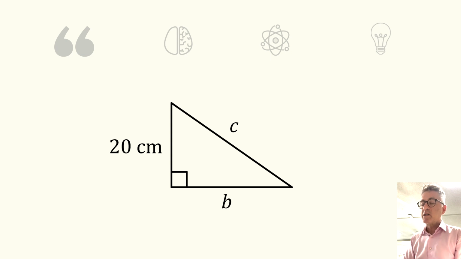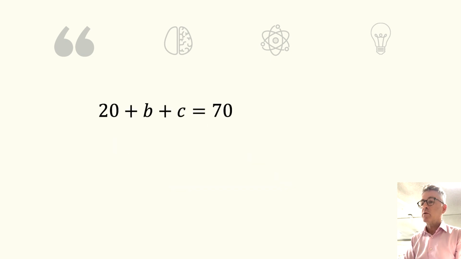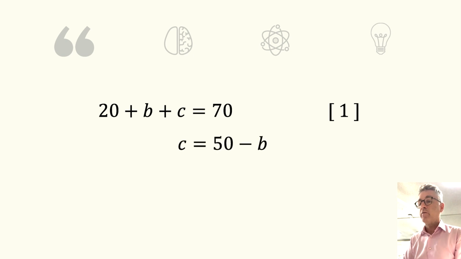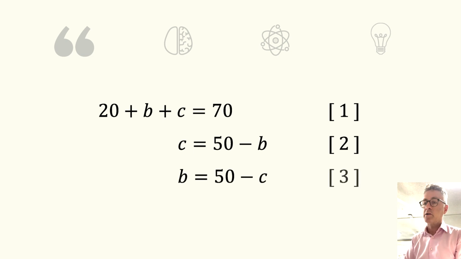So we start with this expression here, 20 plus b plus c equals 70, and I'm going to call that equation 1. Now, we can rearrange that. If we take 20 from both sides, we're going to be left with 50 on the right-hand side, and if we then take away b from both sides, we'll get c equals 50 minus b, and I'm going to go ahead and call that equation 2. You can also see how we could rearrange the exact same equation to make b the subject, and we get b equals 50 minus c, and we'll call that equation 3, and we're just going to keep those equations there.